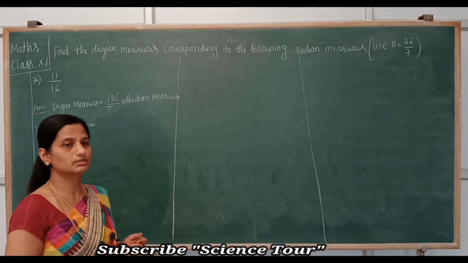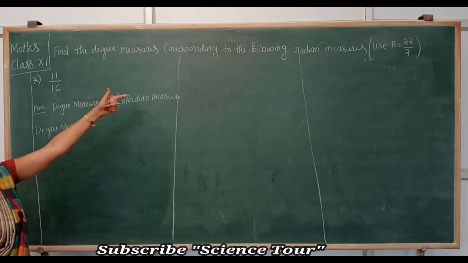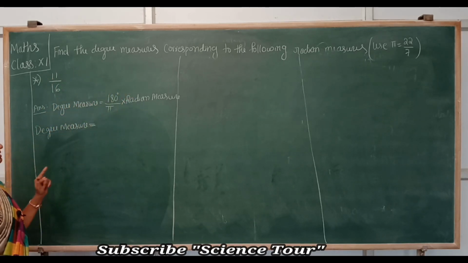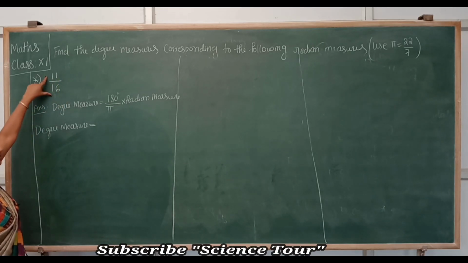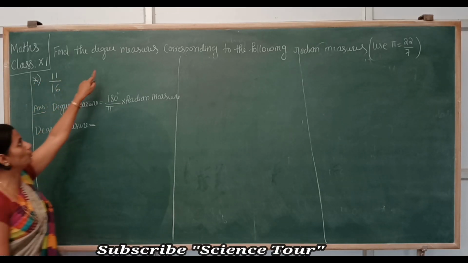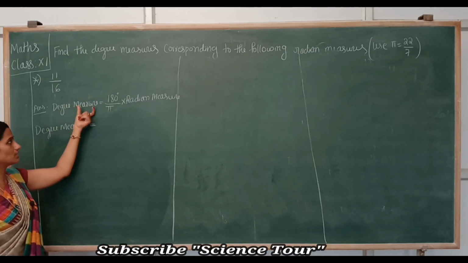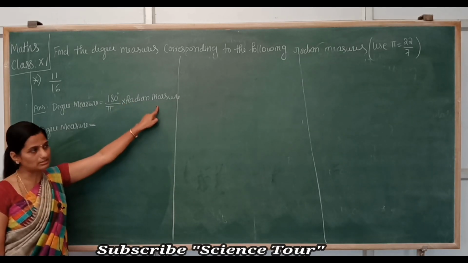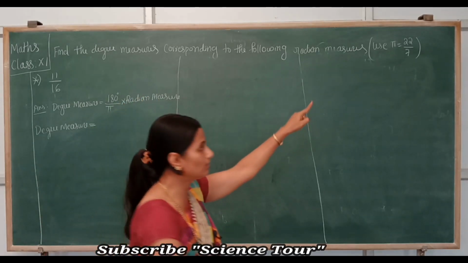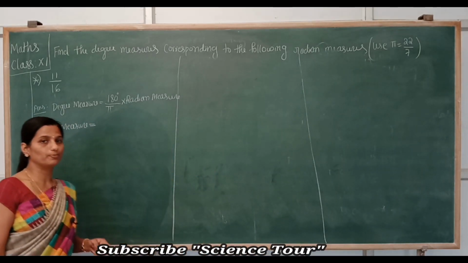Hello students. Now the next question is: find the degree measure corresponding to the following radian measures. The first one is 11 by 16. This given radian measure you have to convert to degree measure, correct? So what is your formula? Degree measure is equal to 180 divided by pi into radian measure. And in the question it is given to use pi is equal to 22 by 7.